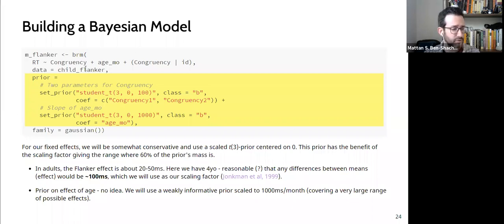For age, all of that was a T distribution centered around 0, scaled by 100. For age, I have no idea what to expect. I don't know what the effect of age is on reaction times. So I will use a very weakly informed prior scaled to 1,000. All right, so I'm saying that there's a 60% prior probability that the effect of age is an increase or a decrease of about a second per month. But also these can be more extreme. I'm still allowing for more extreme probabilities. That's why this is a very, very wide prior to use.